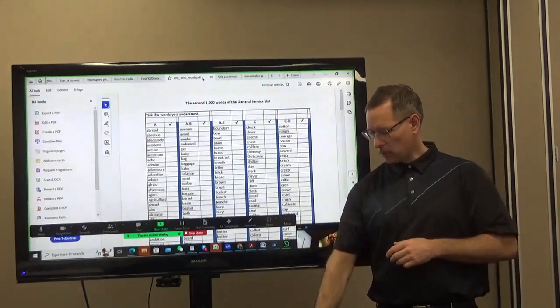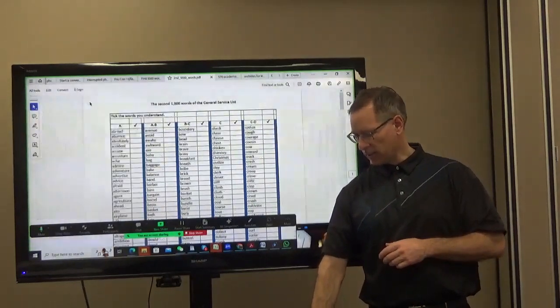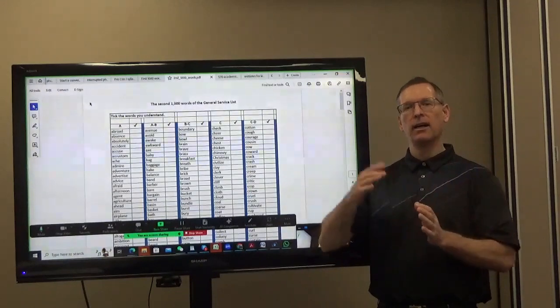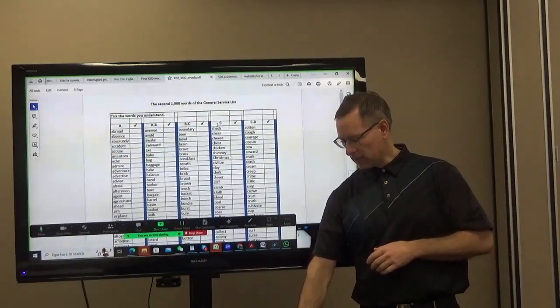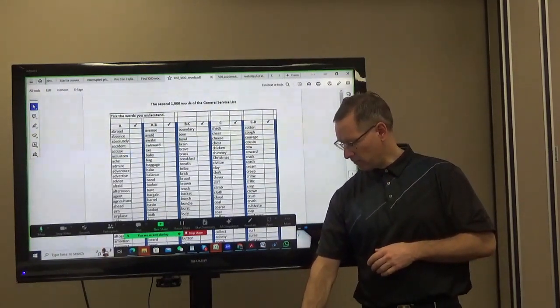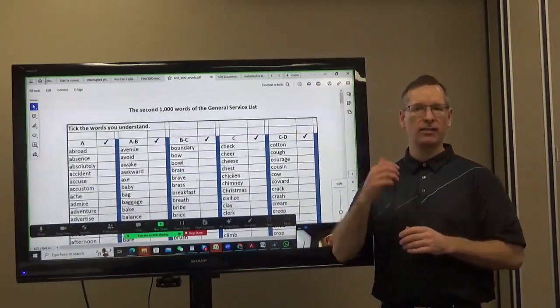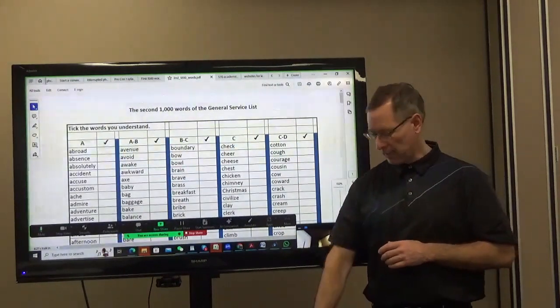But another option that you can do is go to the next list of the second 1,000 words, so 1,001 until 2,000, and same thing. You can see here they have a place to make a check mark, and you can be identifying, do I know how to spell it? Do I know the meaning of that word?